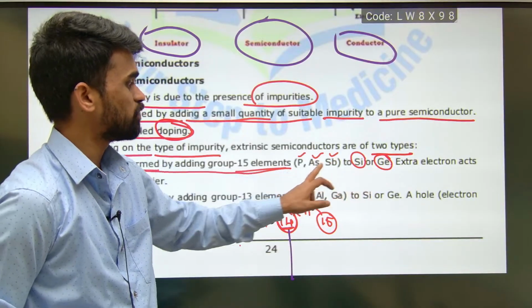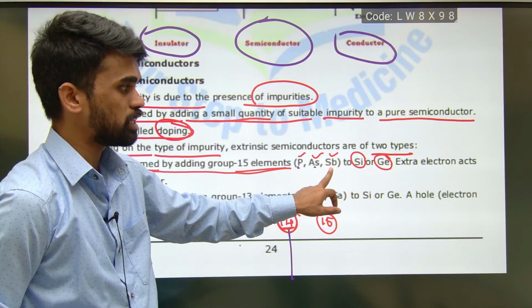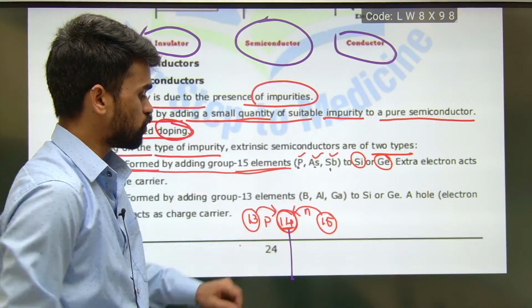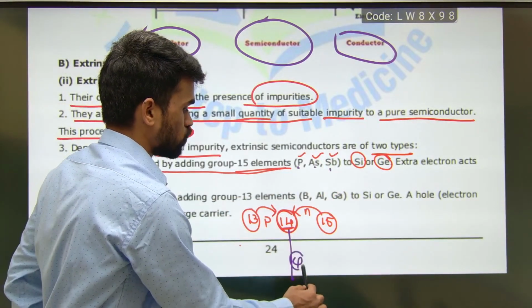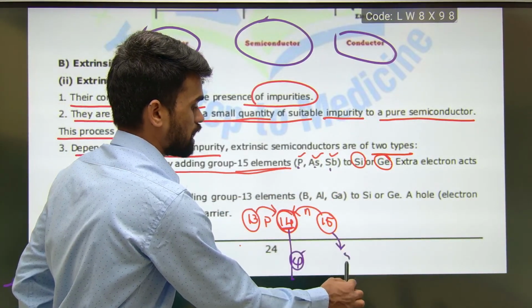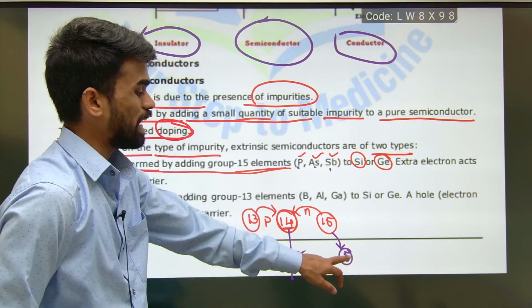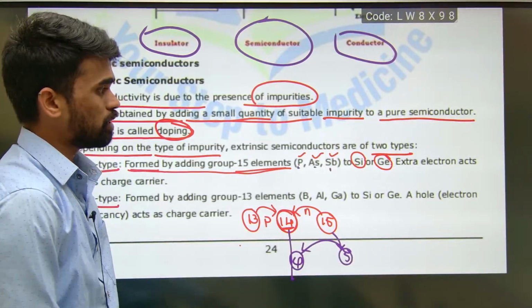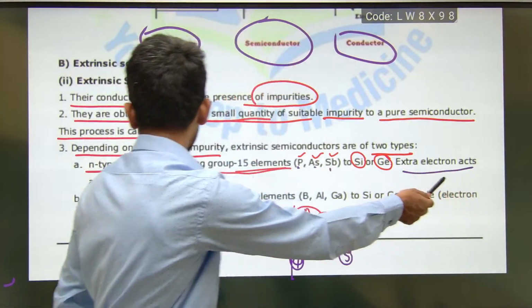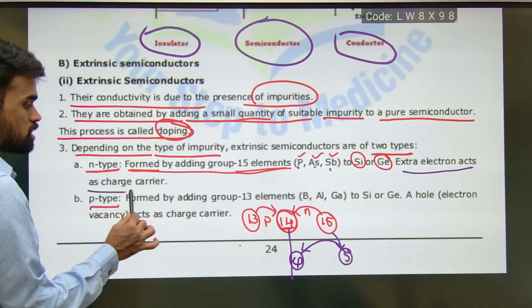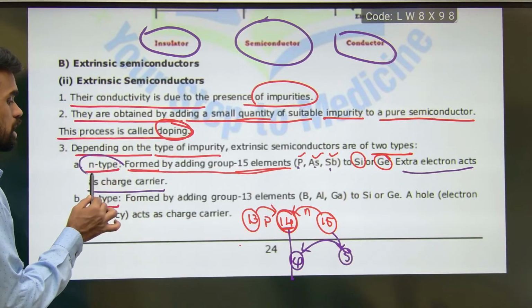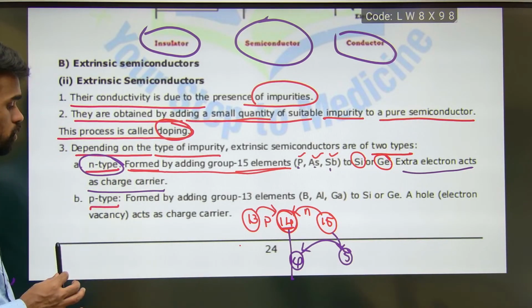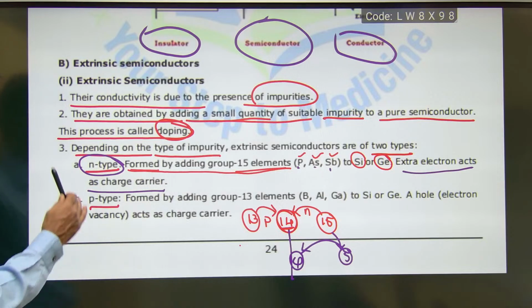So to this, if you are adding phosphorus, arsenic, antimony: in group 14 we have 4 valence electrons, but in group 15 we have 5 valence electrons, right? So due to one extra electron, when we add this group 15 element, that extra electron acts as a charge carrier. Therefore it is called an N type semiconductor, or N type extrinsic semiconductor.